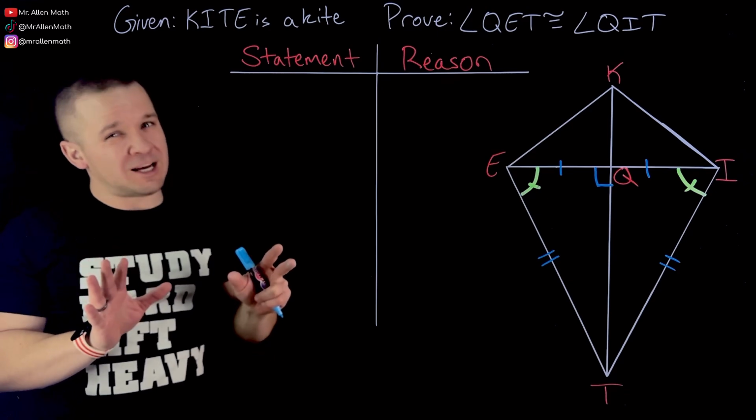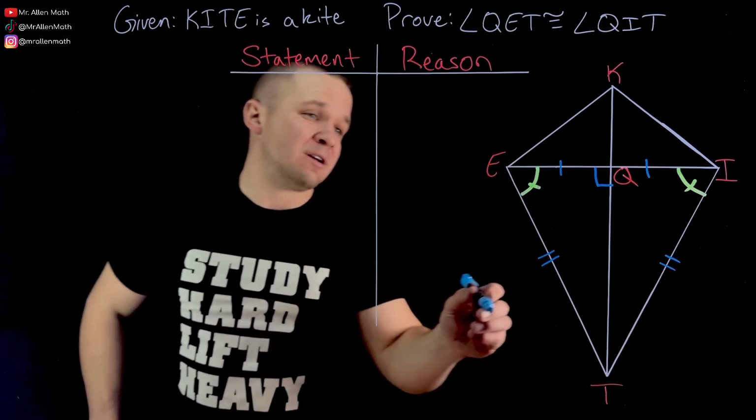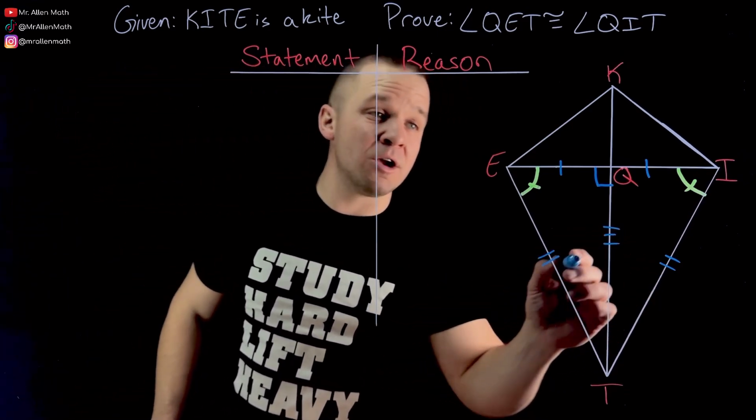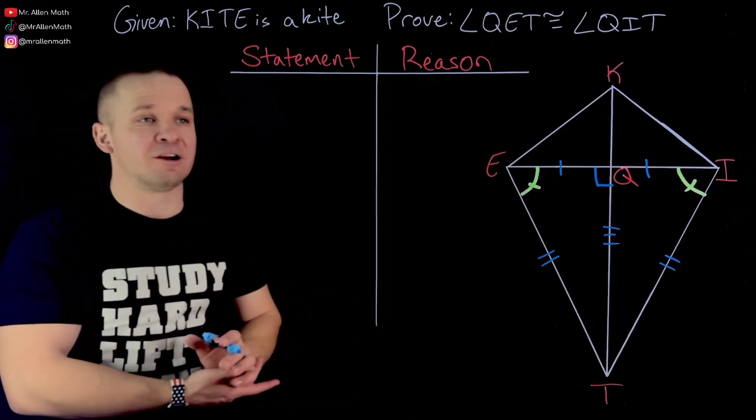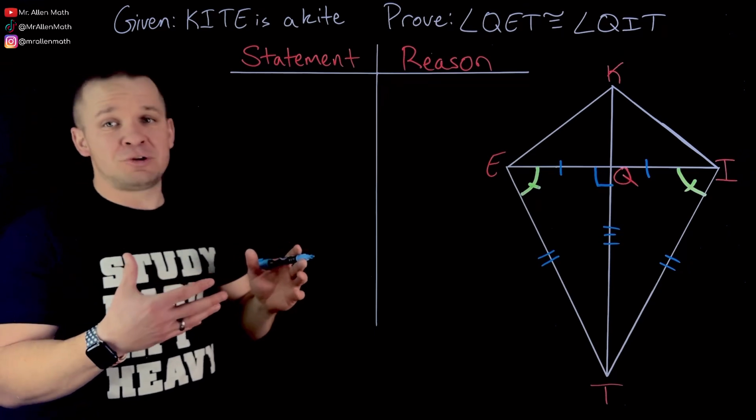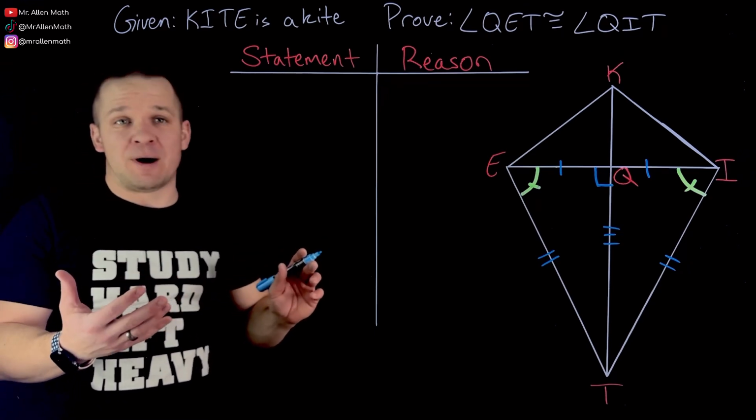Now, actually I think there's a quicker way to do this. Can I say that QT is congruent to itself? I can. So I actually have more than enough information here to prove that these two triangles are congruent. So you're calling how you want to go about this, okay?